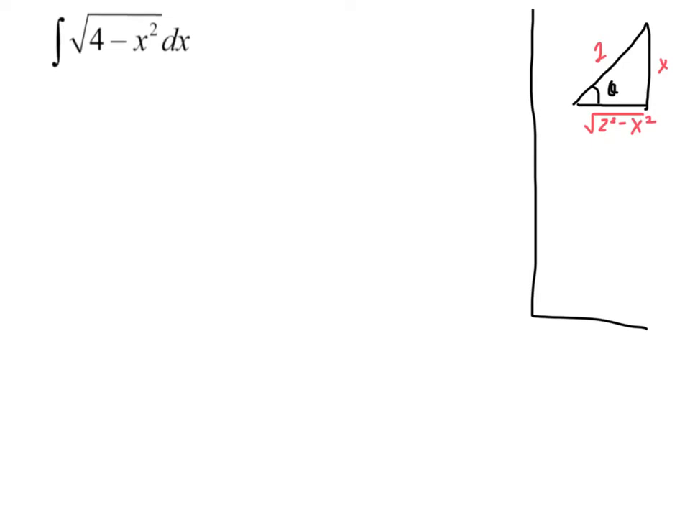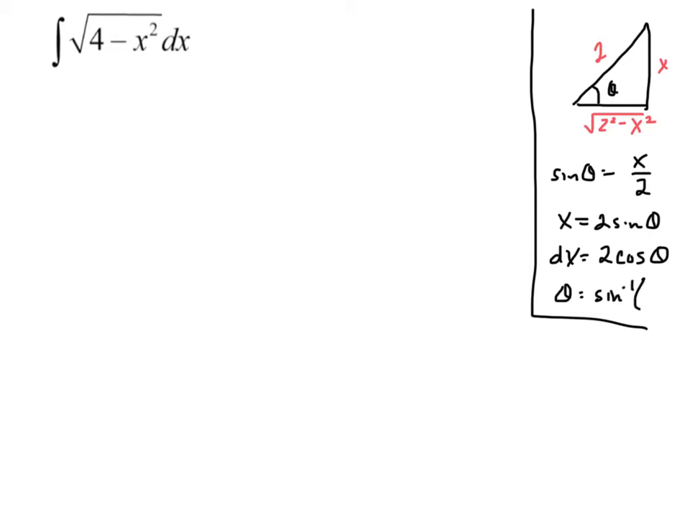Okay, so let's write down what we know. This time, using x and 2, the sine of theta is equal to x over 2, opposite over hypotenuse. So that means that x is equal to 2 sine theta, and dx is 2 cosine theta d theta. And theta is the inverse sine of x over 2.